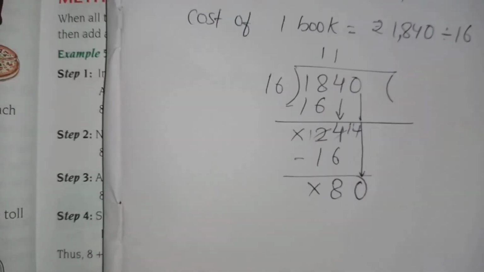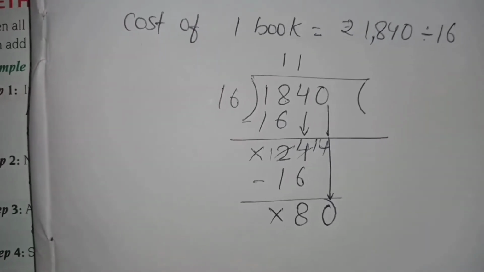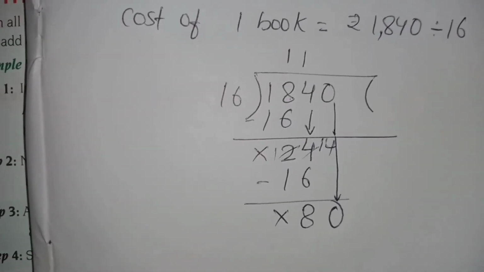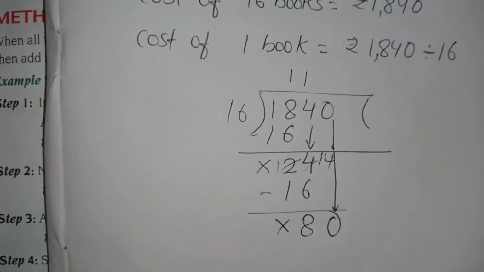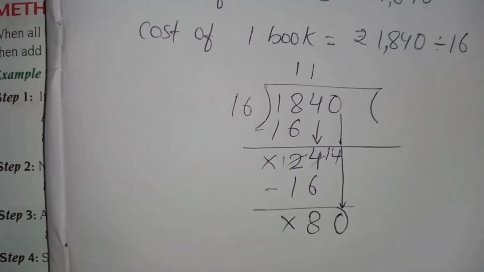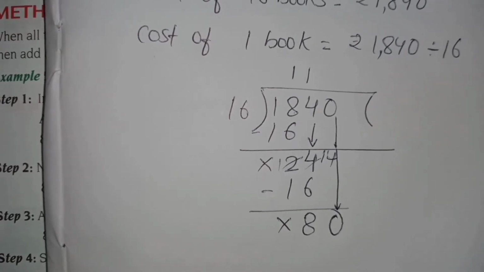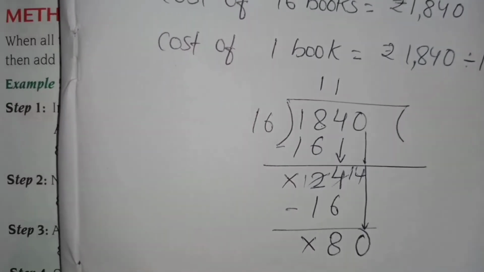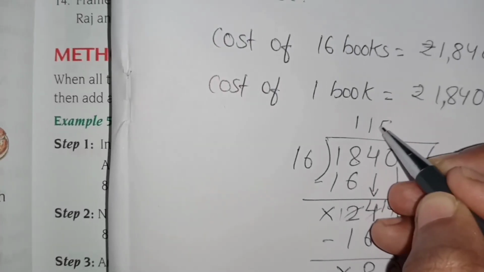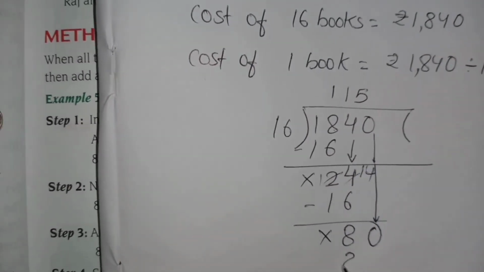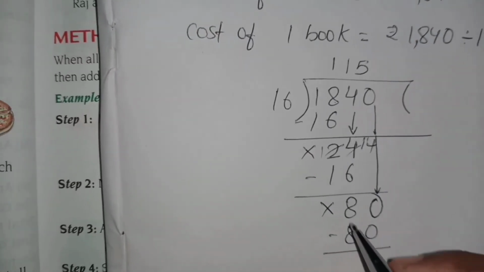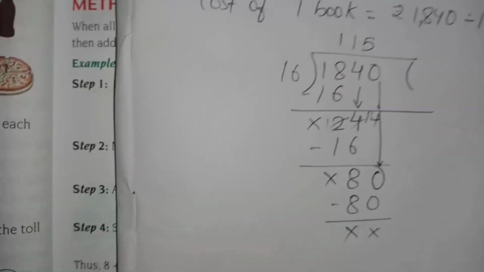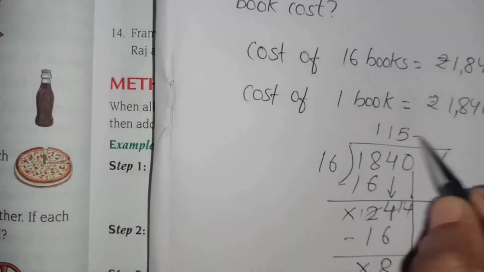Now let's read the 16 table. 16 ones are 16. 16 twos are 32. 16 threes are 48. 16 fours are 64. And 16 fives are 80. So now 0 minus 0, put the cross, it will be 0. 8 minus 8 is 0, put the cross. You can write 0 or you can put the cross. So now let's write here.